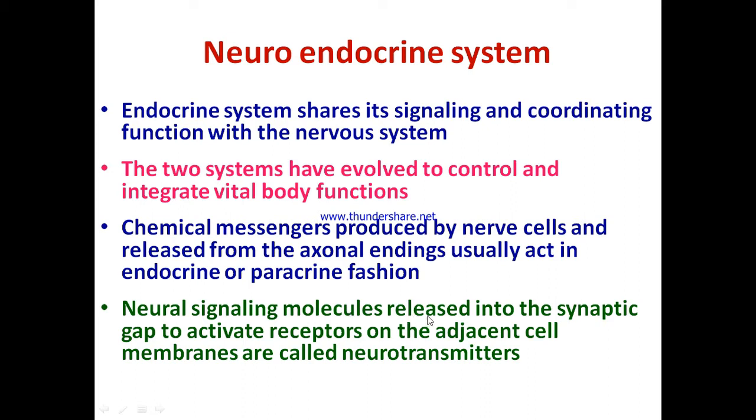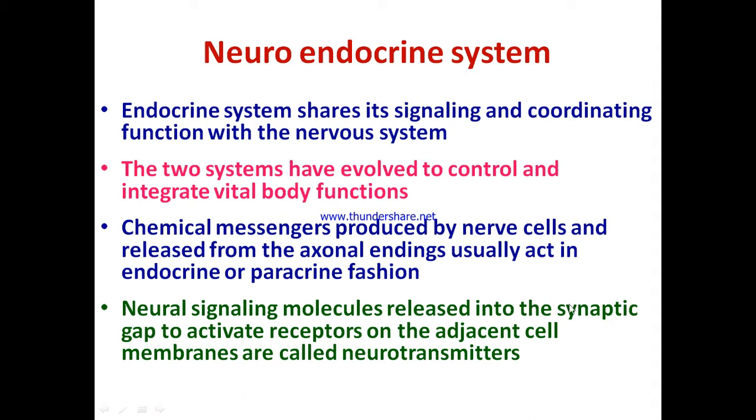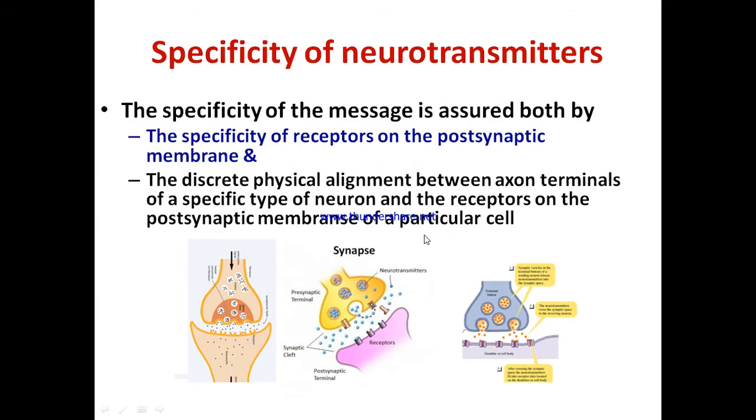Neural signaling molecules released in the synaptic gap to activate receptors on the adjacent cell membranes are called neurotransmitters. Here, the chemical messenger secreted by this cell is released into the synaptic cleft. From there, this chemical messenger goes and binds with the receptors on the postsynaptic dendron. So these are neurotransmitters. You know that acetylcholine is a neurotransmitter.